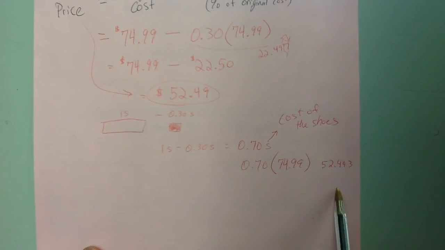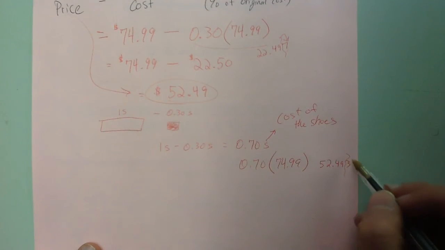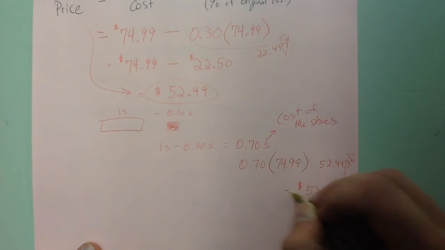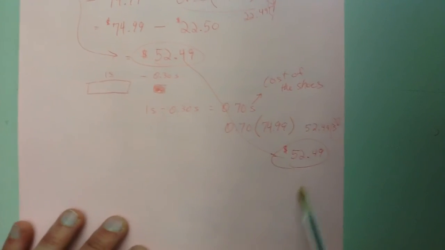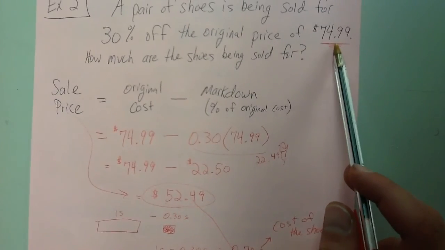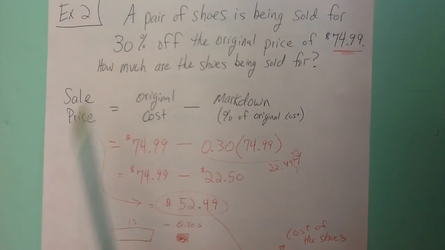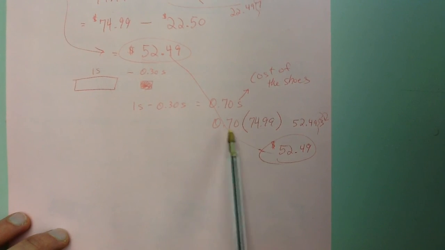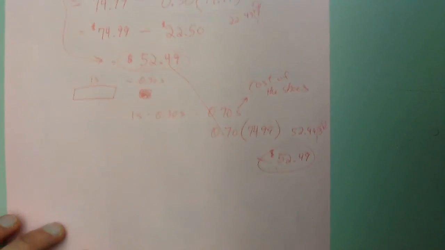If you plug that in your calculator, 0.70 times 74.99 is equal to 52.493. So again, I'm going to have to round. Is this closer to 52.49 or 52.50? Well, since 3 is less than 5, I keep it the same. It's 52.49, which is exactly what we got when we used this equation. So think about this. If the shoes originally cost $74.99 and you're taking 30% off of the cost of these shoes, that means you're paying for 70% of the original cost, which means multiply, 70% of the original cost, which gives us $52.49.